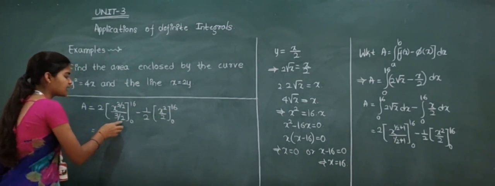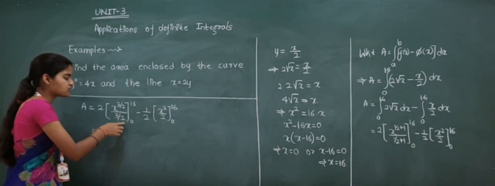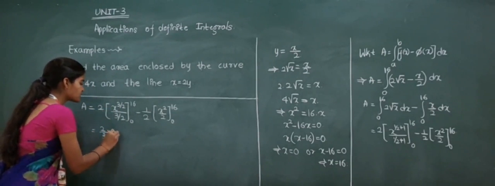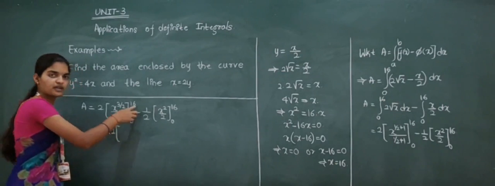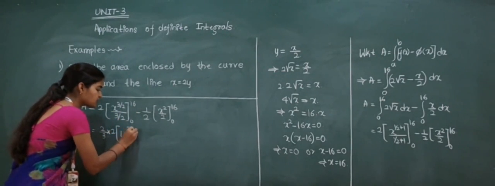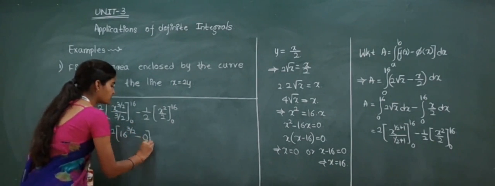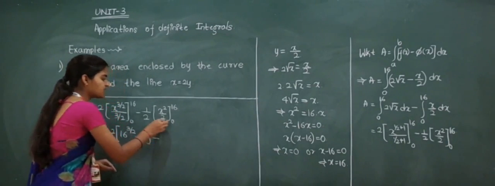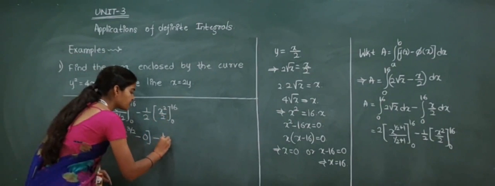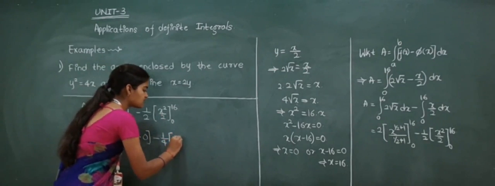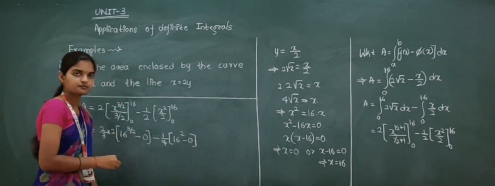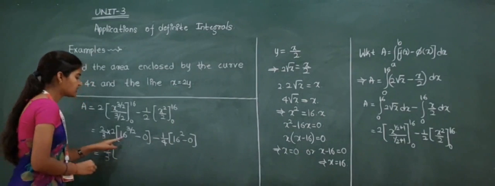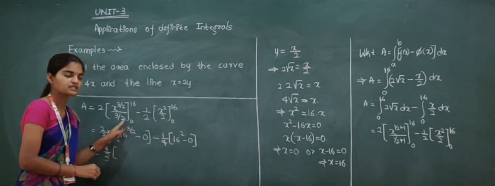Here, this is a constant, so we can take it outside the limits. It becomes 2 by 3 and into this 2 is there as it is. Then substitute now upper and lower limits, that is 16 raised to 3 by 2 minus 0, because x is 0 and 0 raised to 3 by 2 is again 0. Then minus, again this 1 by 2 is a constant, taking outside it is 1 by 4. Then x square means 16 square, again minus 0. Now it is equal to 4 by 3 into 16 raised to 3 by 2.